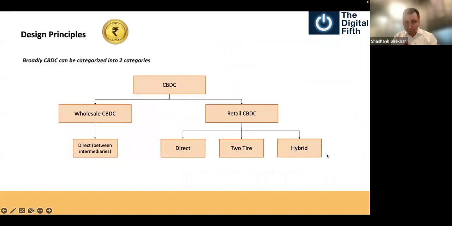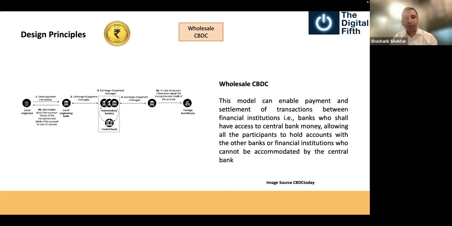And the CBDC, the way the note proposes it, has two kinds of variants. One is wholesale CBDC, and I'll talk about a few things in subsequent slides. The second is retail CBDC, where the mode of transaction and the mode of management have been defined into three formats: direct, or indirect, which is two-tiered, or hybrid. So two-tiered and hybrid are primarily indirect methods of CBDC operations.